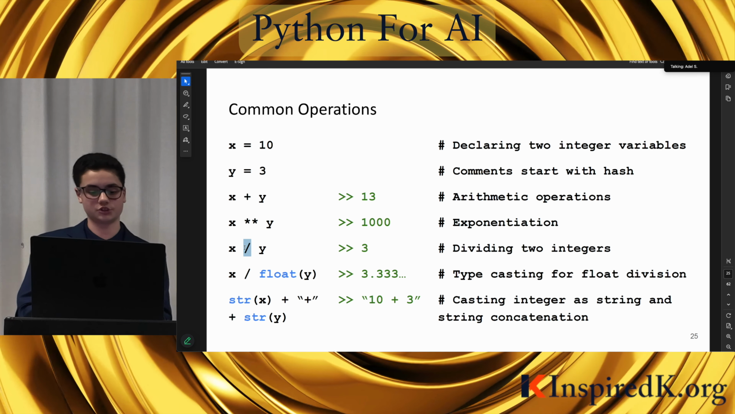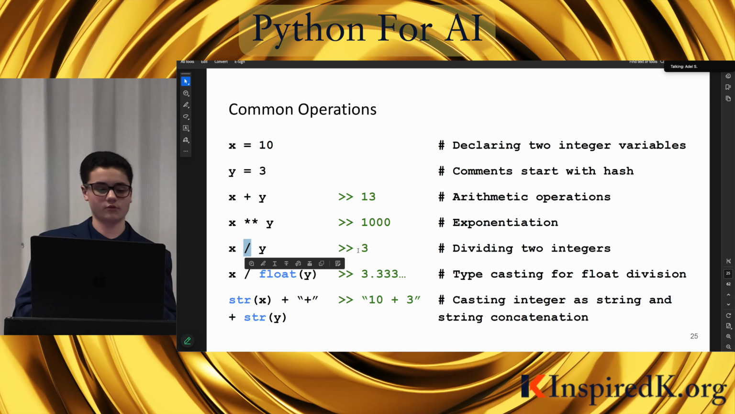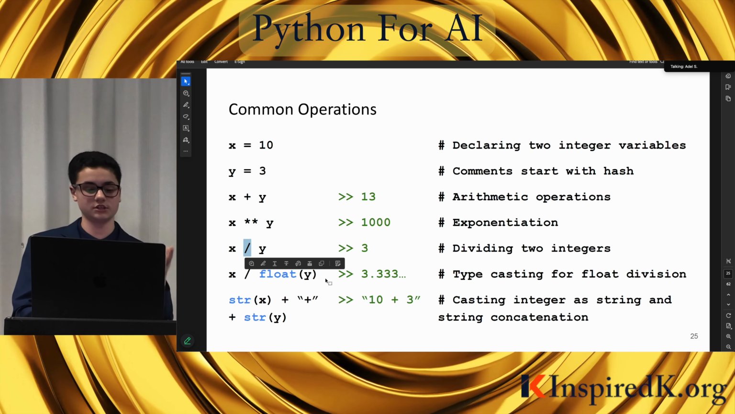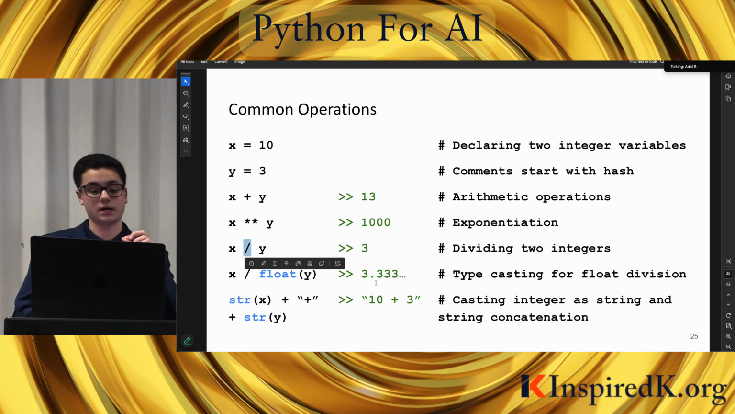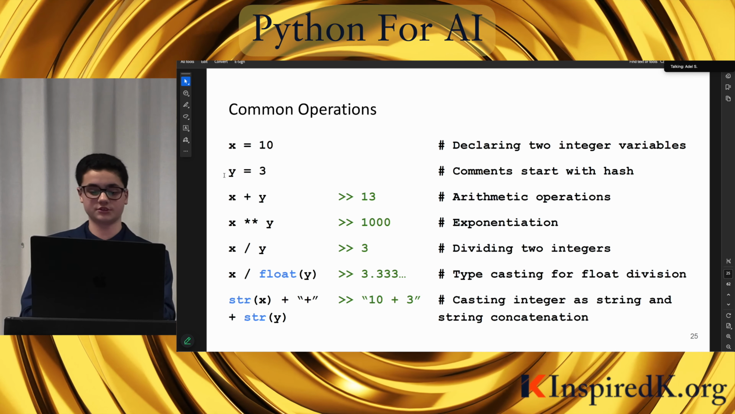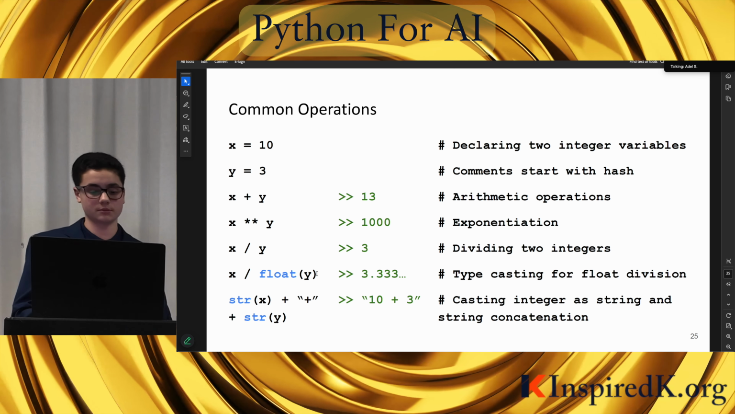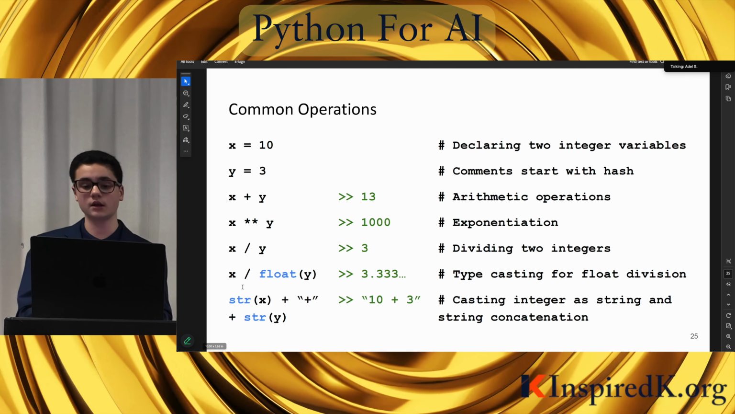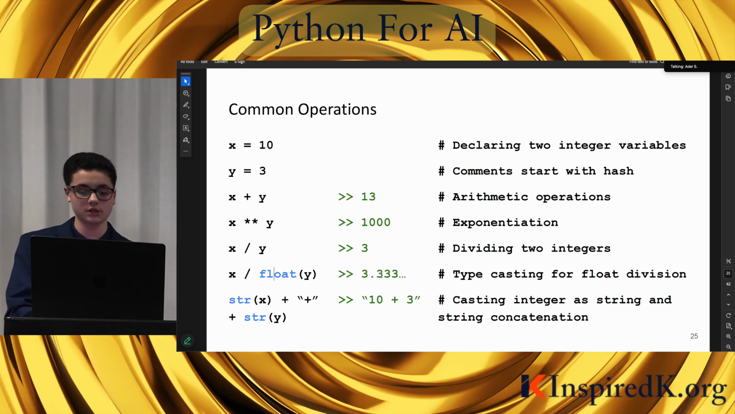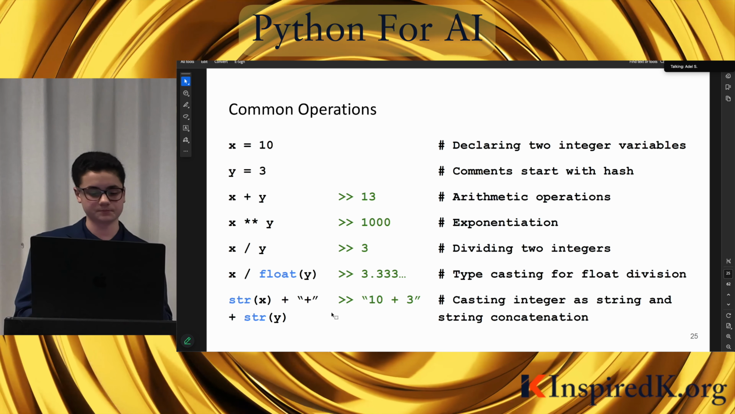To divide two integers with rounding, we can use the double slash sign. So if we divide 10 by 3 with this slash, we get 3 as it is rounded down to the nearest integer. However, if we want to have a floating point number that has the more exact representation, we can convert our variable y to a float by using the float(y) syntax, which allows us to have 10 divided by the floating point number 3, which leads to 3.333 repeating, etc.